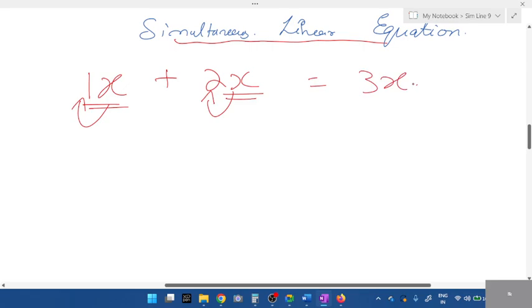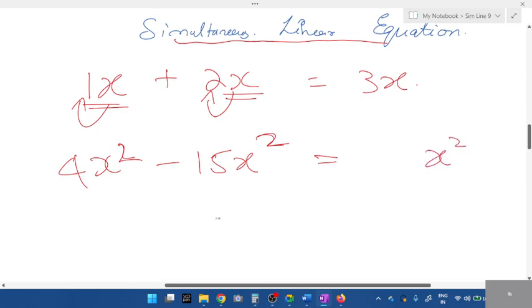The answer is 3x. If I write x square minus 4x square minus 6, are they like term or unlike? What's the reason? Degree is 2 and degree is 1. You can't add or subtract. Now, just ignore x square. Take x square common. Just ignore them. Take the numbers.